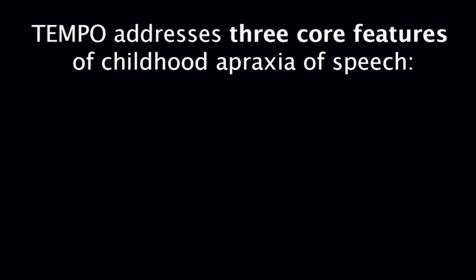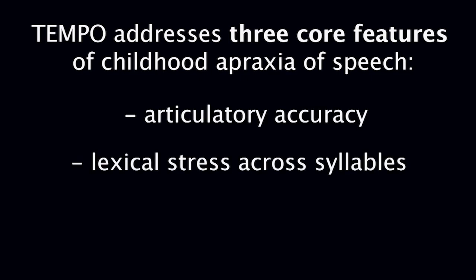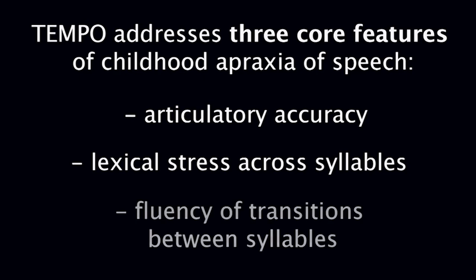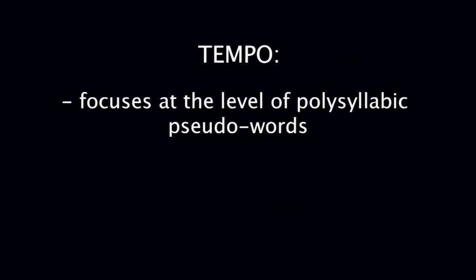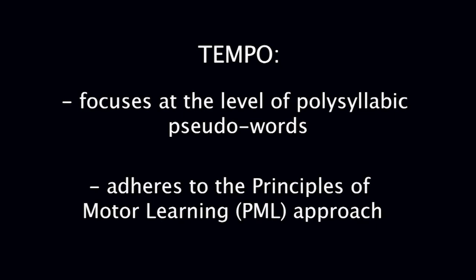Treatment for establishment of motor program organization, or TEMPO, was designed specifically to address the 3 core features of childhood apraxia of speech. These features are articulatory accuracy, lexical stress across syllables, reflected by differences in syllable duration, pitch, and loudness, and reducing syllable segmentation by decreasing the time between syllables and the length of vowels and consonants. TEMPO focuses at the level of polysyllabic pseudowords and adheres to principles of motor learning.